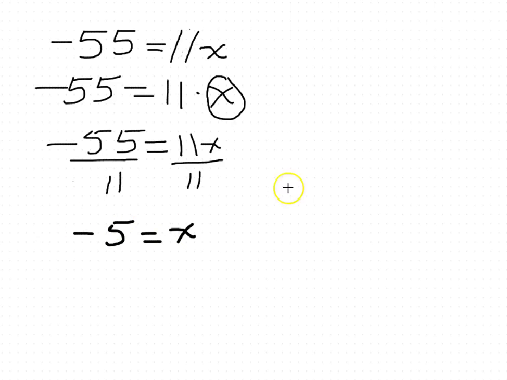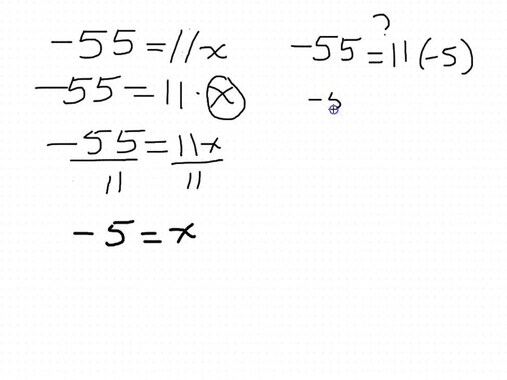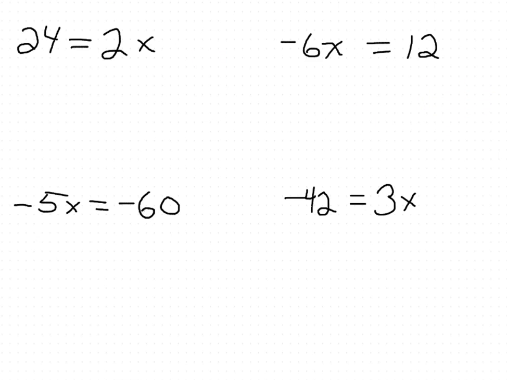To check, we use substitution. So we're going to go negative 55 is equal to 11 times negative 5. Let's see. All right, negative 55. A negative times a positive is a negative, so negative 55 is equal to negative 55, and yes, that is a true statement. Now it's your turn.